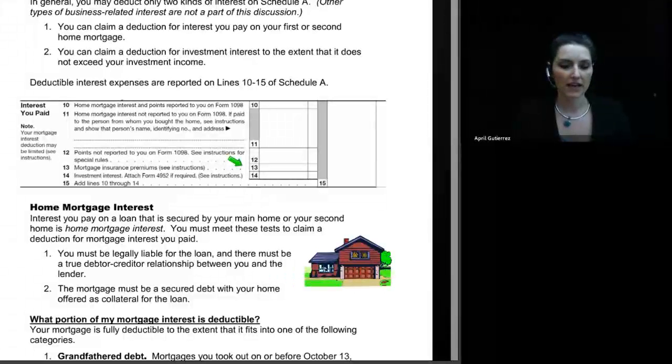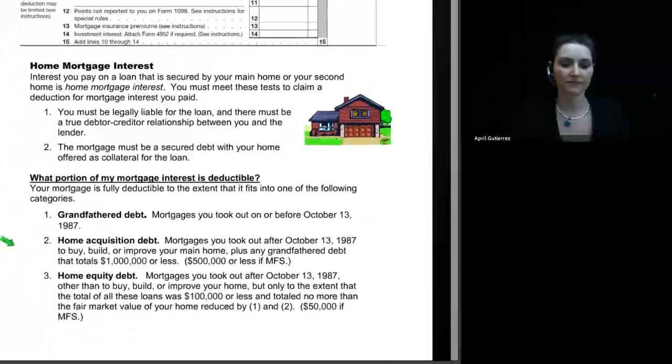And then we have on line 14 investment interest. Actually, pardon me, line 13 is mortgage insurance premiums. Those are entered on line 13 if you have deductible mortgage insurance premiums. And then on line 14 it says investment interest, attach Form 4952 if required, see instructions. So we're going to be covering that form today.